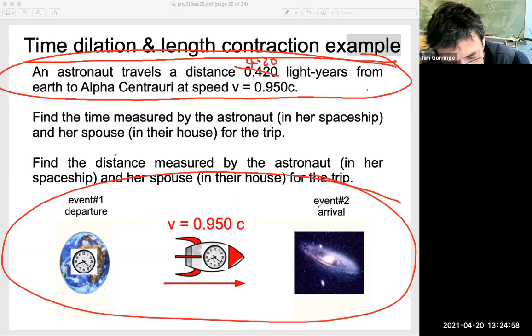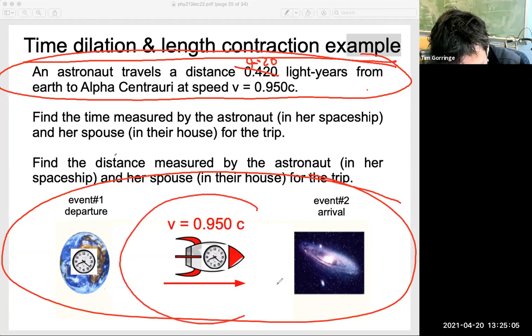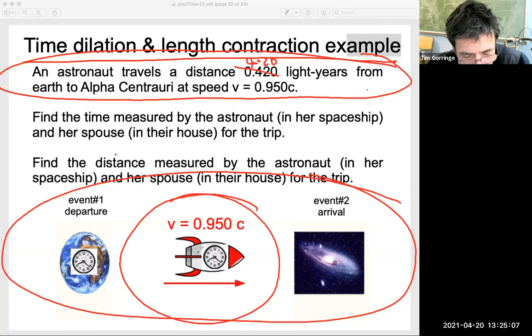So that's the arrival event when the astronaut gets there. And here's the trip. Here's the astronaut and the trip in the spacecraft traveling at 95% of the speed of light, 0.95 of the speed of light. There's a couple of questions here.